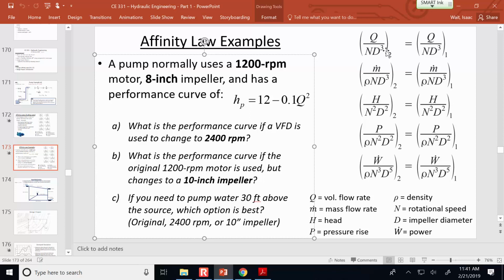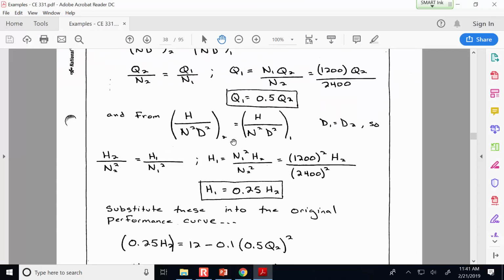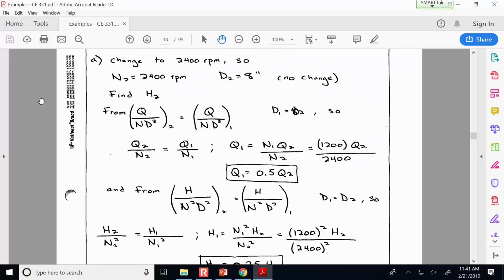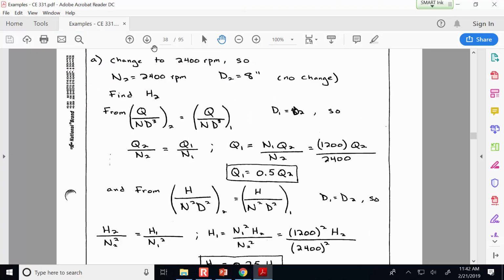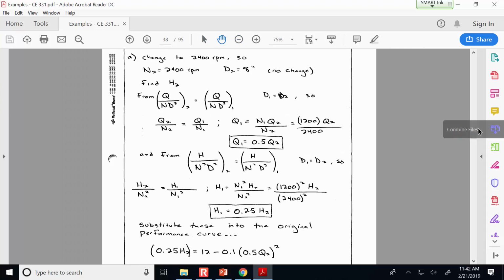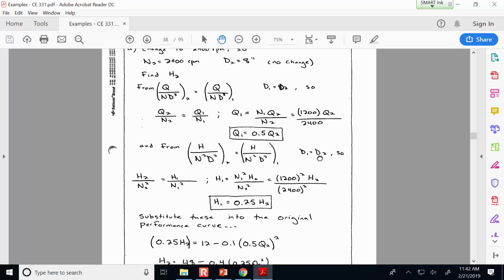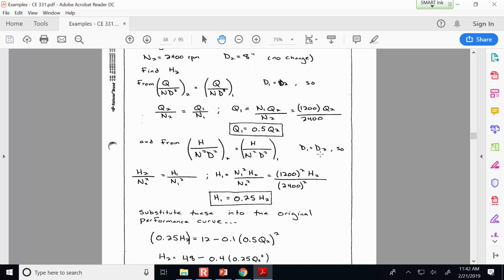We're changing the D values. Okay, so go through this same process that I went through, but this time it's a different D. D1, the original diameter, is 8. D2 is 10. So think about it, we're essentially doing the same thing, but instead of changing N, you're changing D.